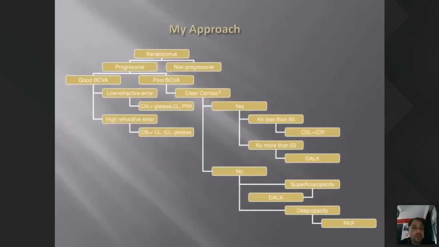Okay, so we're done with this part of the tree, which is the patient who can get good refraction with either low refractive error or high refractive error. Let's go to the other part of the tree. If the patient is not having a good refraction, I mean, he doesn't refract to more than 0.1 or 0.15, whatever you do, the patient doesn't refract to really good refraction, here you have to check again the cornea.